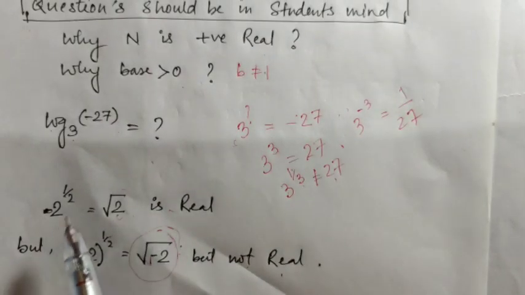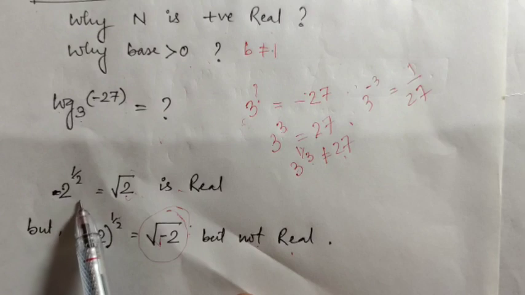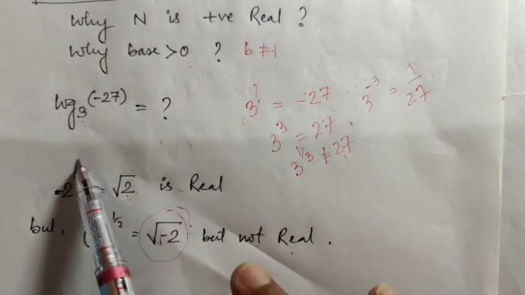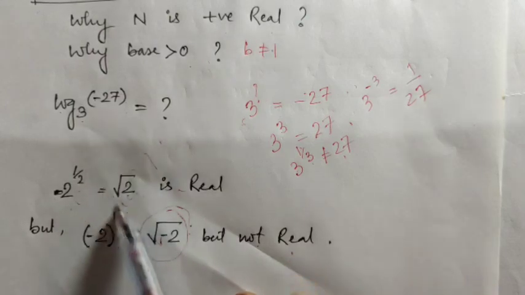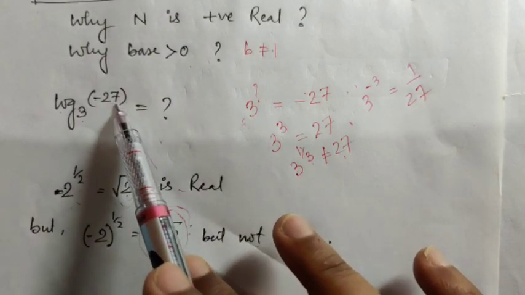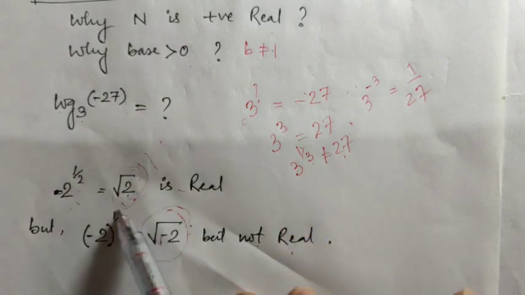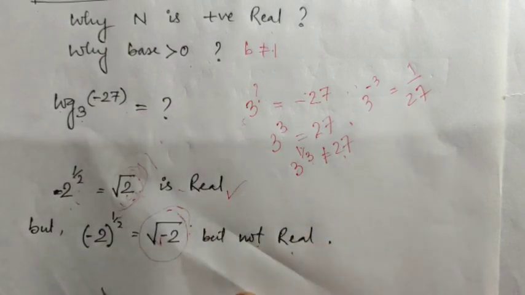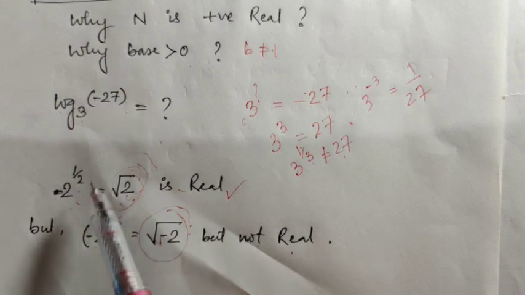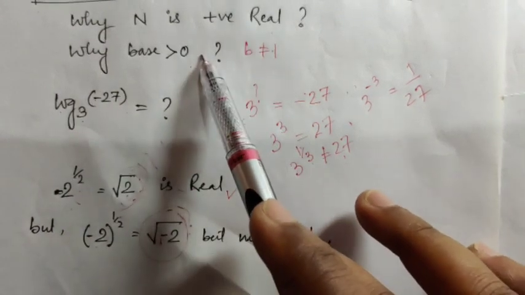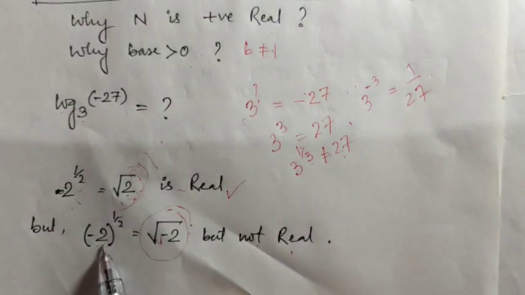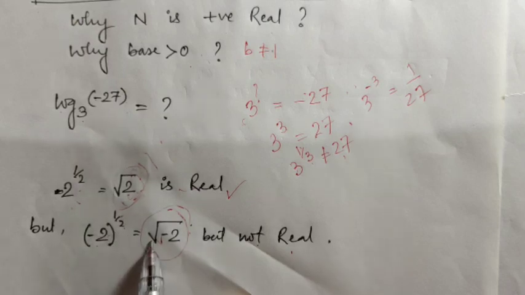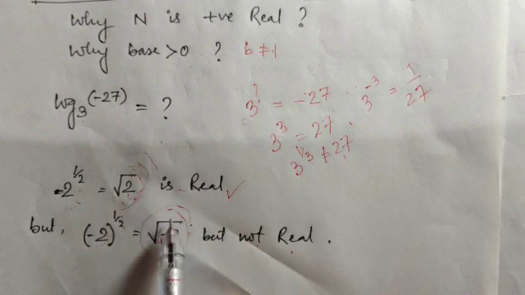Okay, second one, base should be positive. Why? Let us take a positive base here. If the power is a fraction, that is half, then power half means root 2, which is again a real number, because we have already said the number must be positive real, and this satisfies the number condition. Again, if the base is negative, the question is why the base is not less than 0. If the base is less than 0, see here minus 2, which is less than 0. If you raise it to the power half, what will it be? It will become root minus 2. Now, that is not a real number.